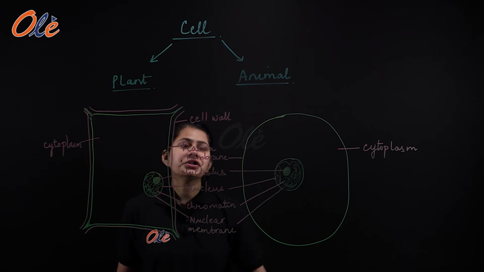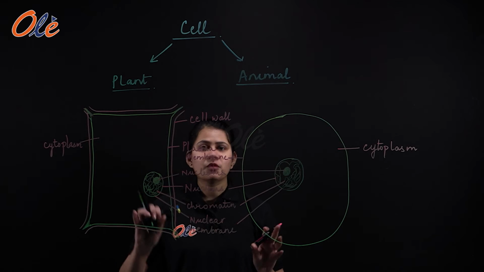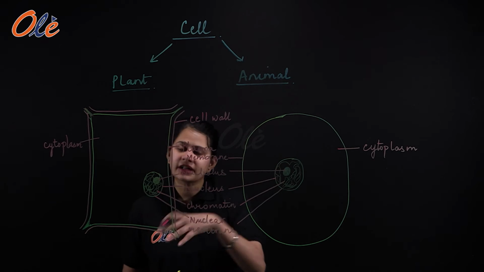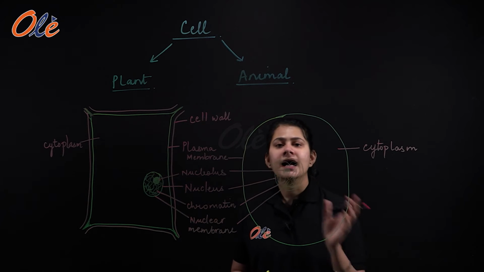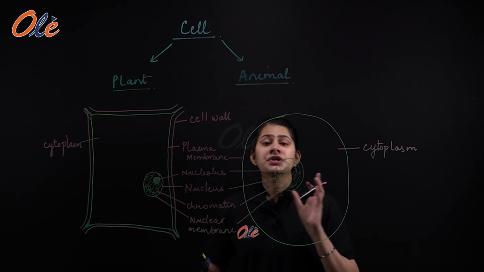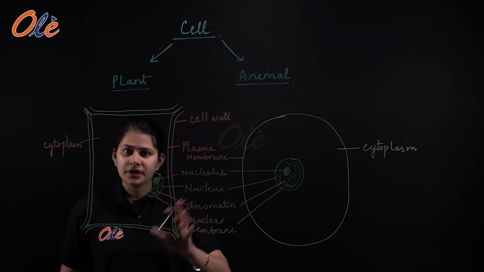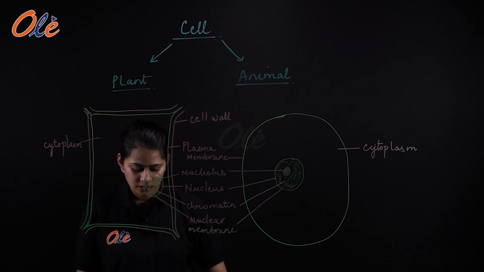Now when we come to the organelles, as you know, the organelles are different, right? There are some organelles which are present in the plant cells but are absent in the animal cells, right? And there are certain others which are present in the animal cells but absent in the plant cells. So when we draw these organelles, we are going to be very careful as to what we draw in the plant and the animal cell respectively, alright?